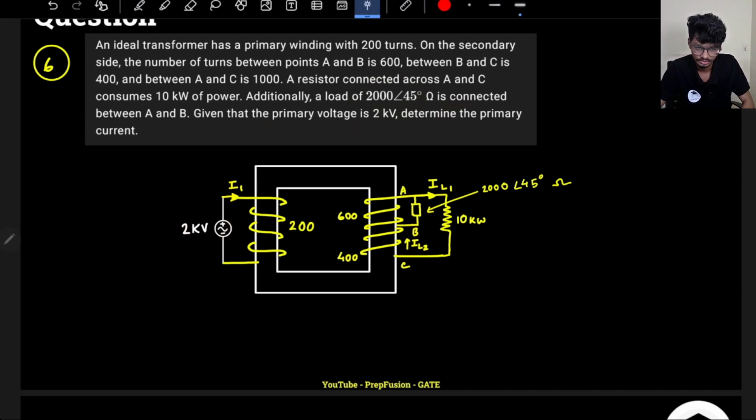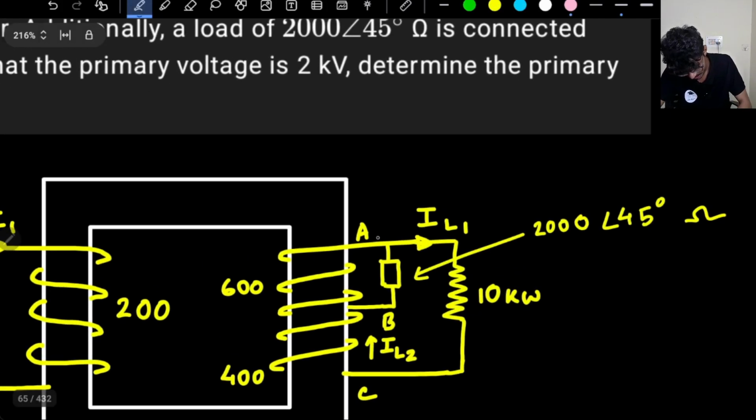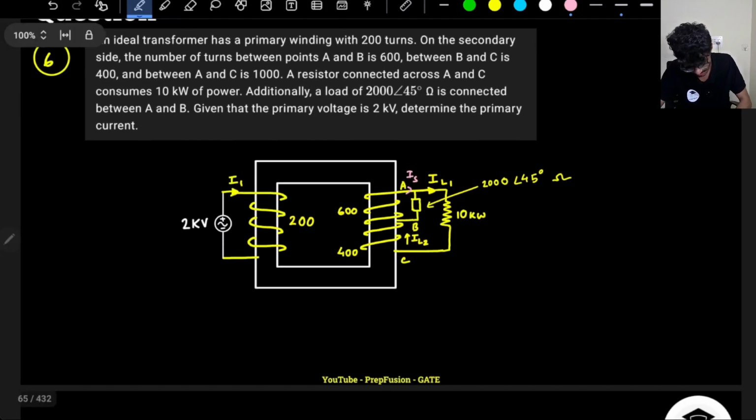So there are many ways to solve this. Either you refer everything to the left hand side, but it will be a bit difficult. You can still refer everything to the primary, or you can directly find out the secondary current and then refer the secondary current. Both ways work. So let's find out the current in the secondary. So how do I find out the current in the secondary? This is my secondary current, IS. So what is my IS equal to?